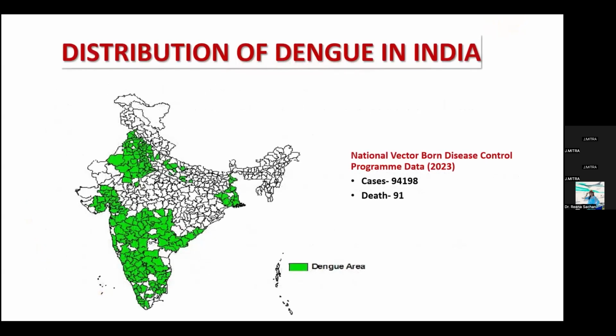This is the slide which shows the distribution of dengue in India. It shows that almost more than half of India is covered. And according to the National Vector-Borne Disease Control Program data, last year a total of 94,198 cases were reported to be dengue positive, and among them 90 deaths were seen.